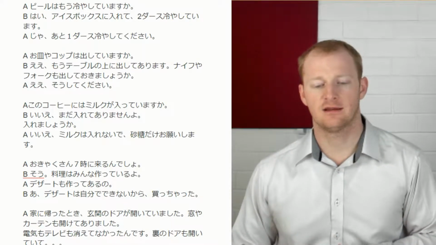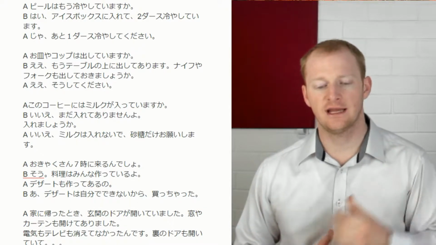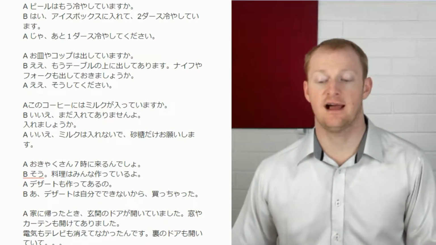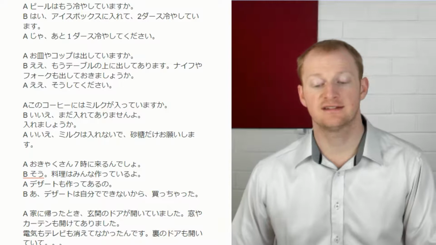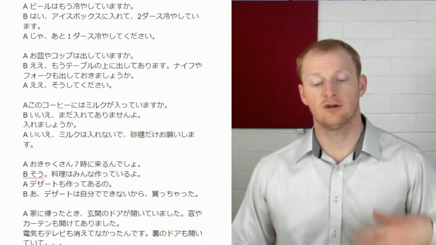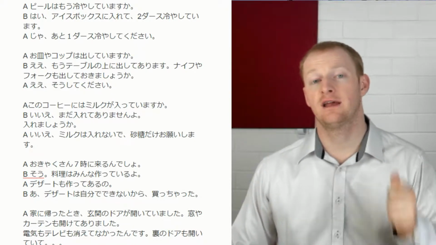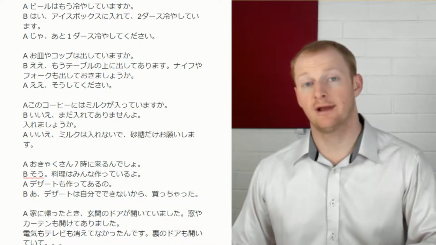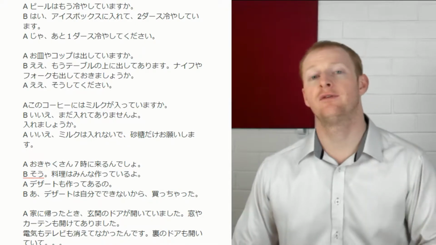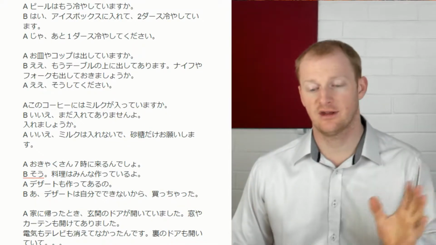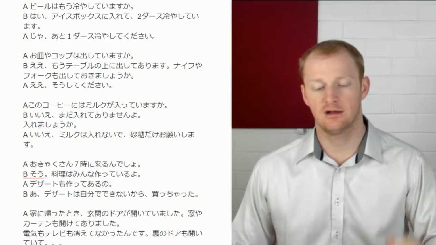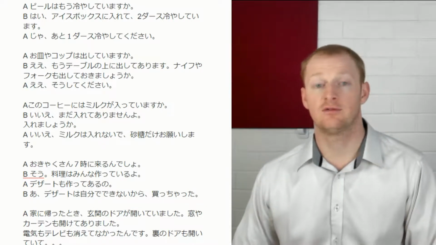So A-san says here, お皿やコップは出していますか? もうテーブルの上に出してあります。ナイフやフォークも出しておきましょうか? そうしてください。So A-san, お皿やコップは出していますか? You're asking, have the plates and cups been put out yet? And B says, yes. もうテーブルの上に出してあります。They've already been put out on the table. So before A-san even asked, B's already done it. ナイフやフォークも出しておきましょうか? So should I put out the knives and forks too?